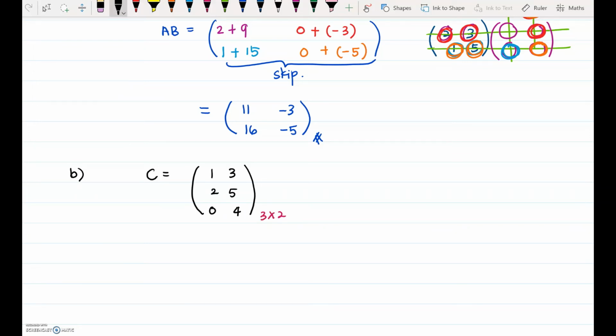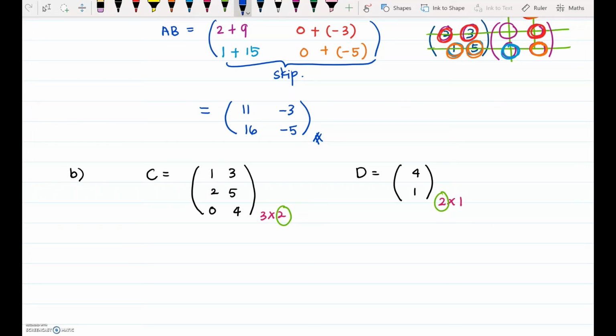Okay, what if you have another one? Let's say your matrix D is 2 by 1, so you have 2 rows and 1 column. Let's say we have here 4 and 1. So this is a 2 by 1 matrix. For these matrices, you can find the multiplication of C and D because you have the same number of columns in C and number of rows in D, right? So you can find the matrix multiplication of C and D.